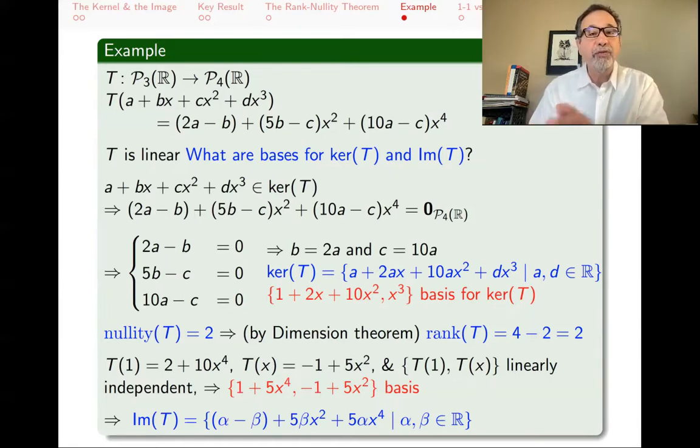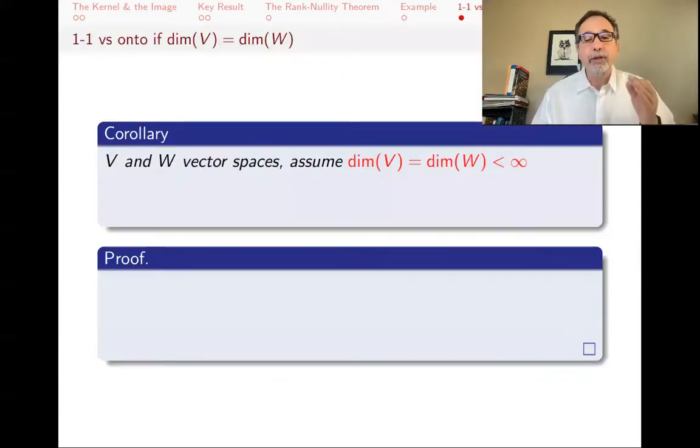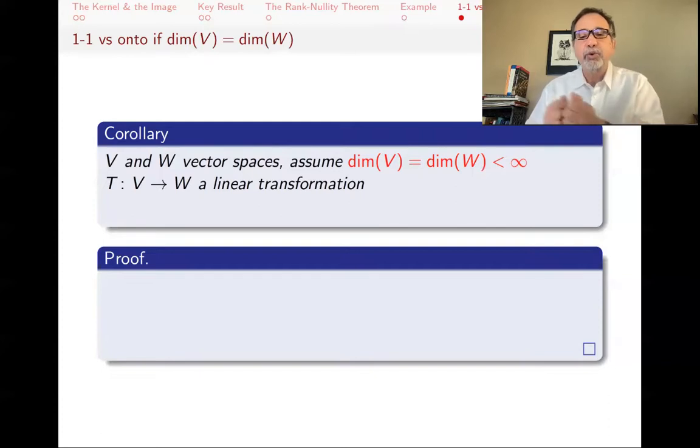And if you know the dimension of the image, you get the dimension of the kernel. Now, that's often helpful. And I want to prove a corollary in the case where the dimension of V and dimension of W are the same. So I have a linear transformation from one vector space to another, and it happened to be that the two have the same dimension. And I want to prove something about them.